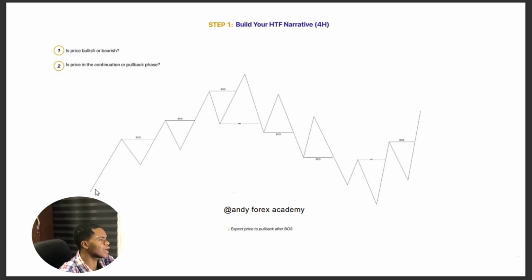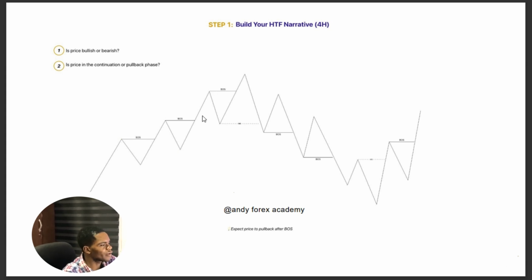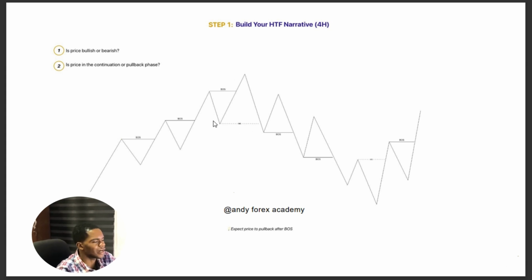Over here, the market is in a bullish form, giving us higher high, higher low, higher high, and then higher low, giving us a break of structure. But when price gets to here, guess what? Price takes out the previous higher low, which is this one here.